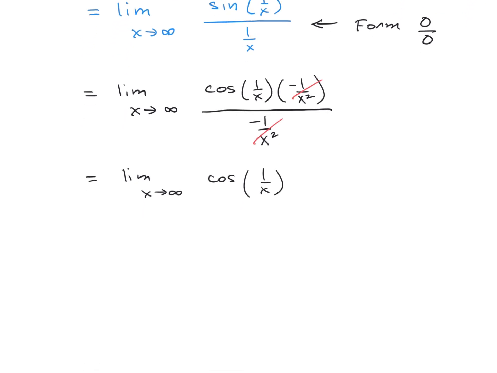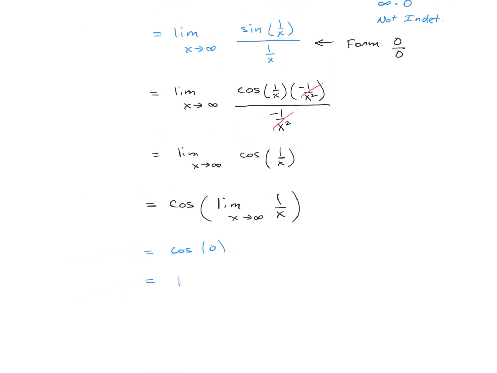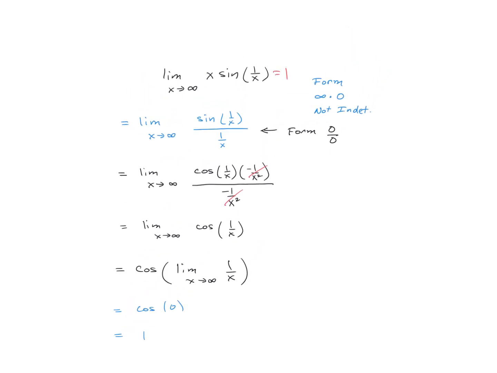And we now need to use the rule for composition of functions. We can now take this and rewrite it as the cosine of the limit as x goes to infinity of 1 over x, because cosine is a continuous function. And now we can actually take that limit. The limit as x goes to infinity of 1 over x, we know is 0. So this is the cosine of 0, which is 1. So we found that the limit of our original function is equal to 1.